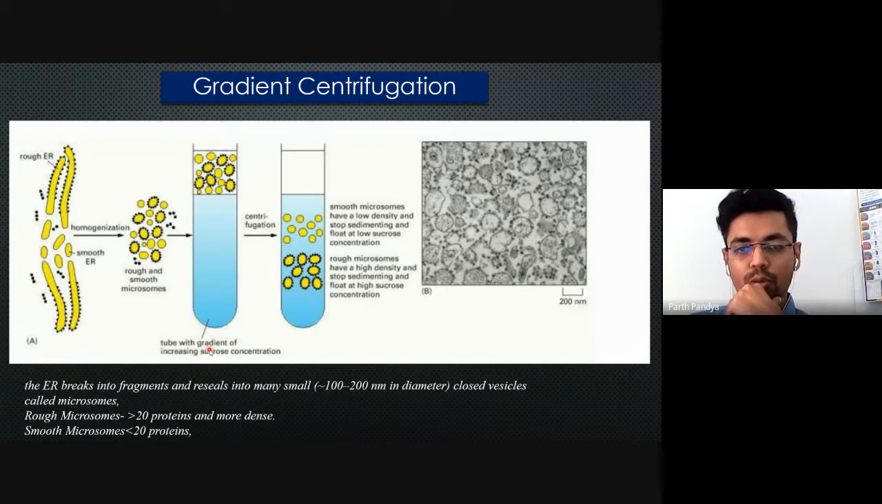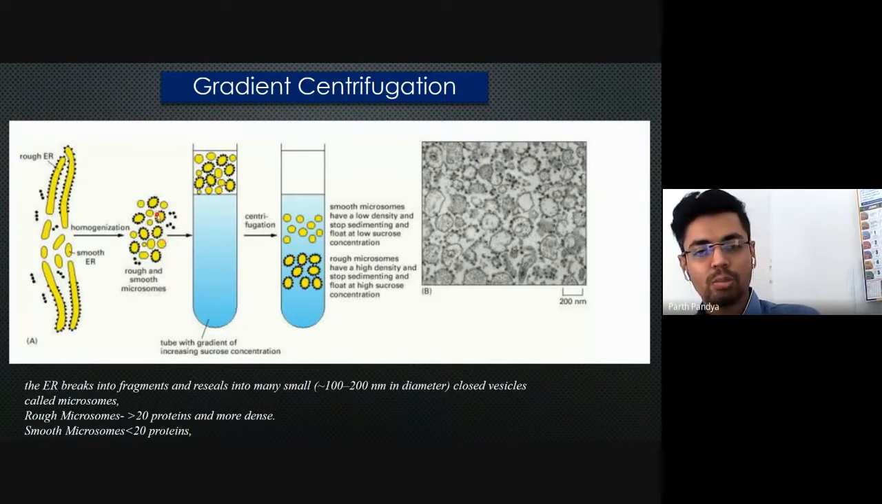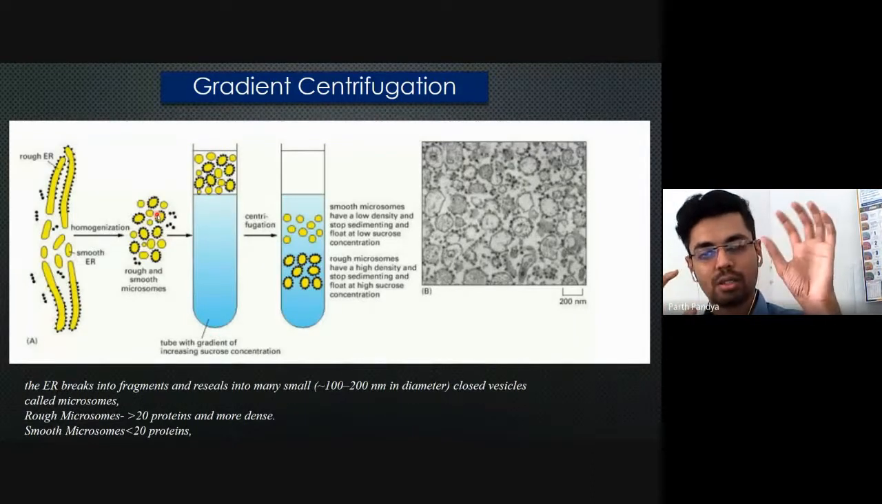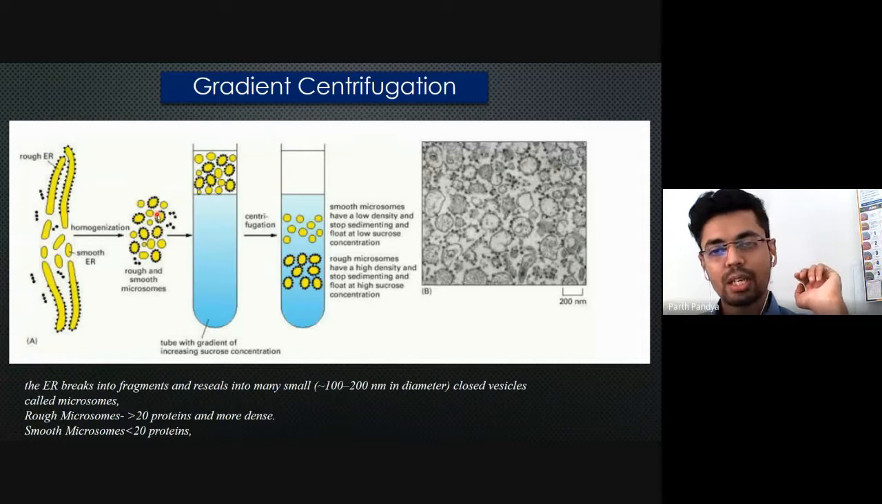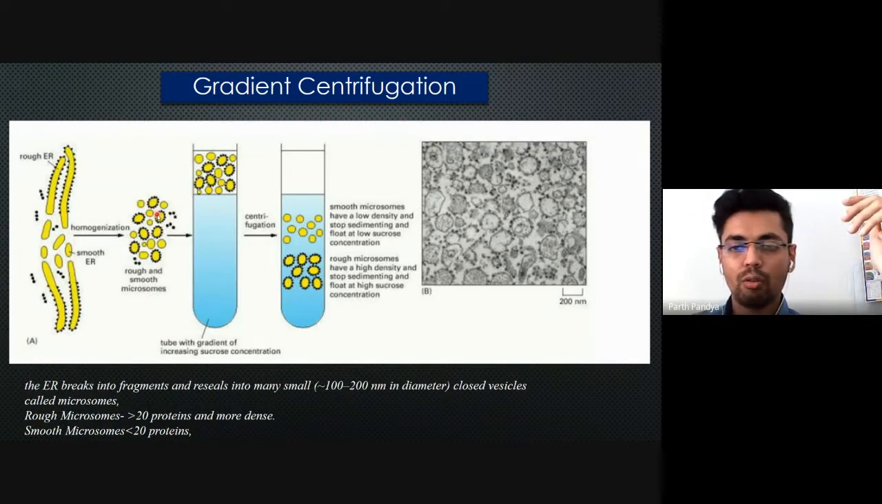We homogenize the tissue, and that homogenization makes the rough and smooth endoplasmic reticulum form a particular shape, circular to oval. Rough and smooth endoplasmic reticulum aggregate into small particle-like structures. These particles are called microsomes, and they can be separated on the basis of molecular weight. We provide sucrose in such a way that a gradient is created, and that is further subjected to gradient centrifugation.